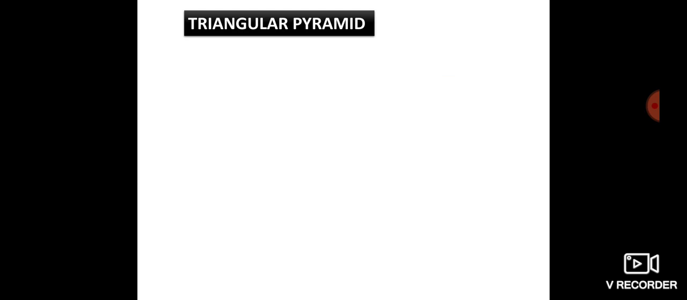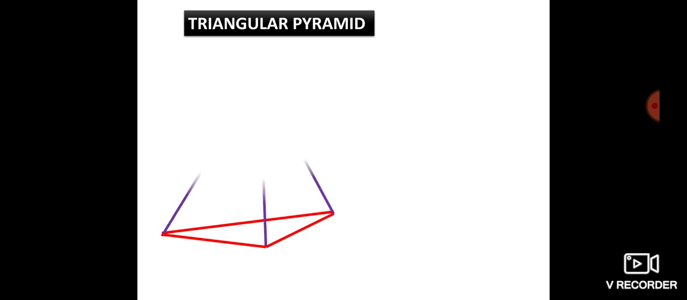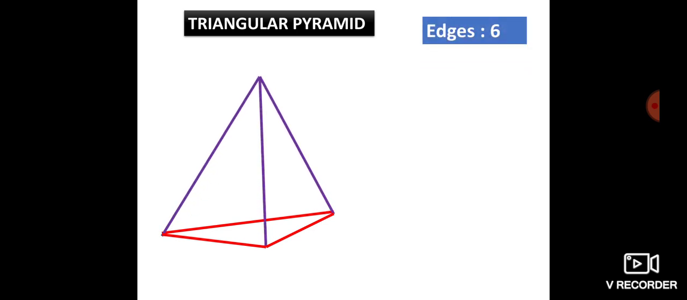Next figure is triangular pyramid. Remember, for a triangular pyramid, the base is always a triangle shape. You count the edges, you count the line segments. 1, 2, 3. This is the base. It is a triangle shape. 3. Then next 4, 5, 6. So how many edges? 6 edges.